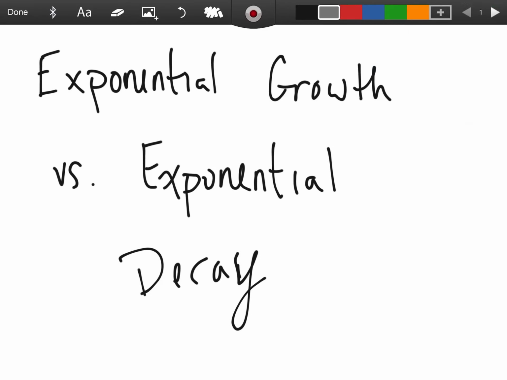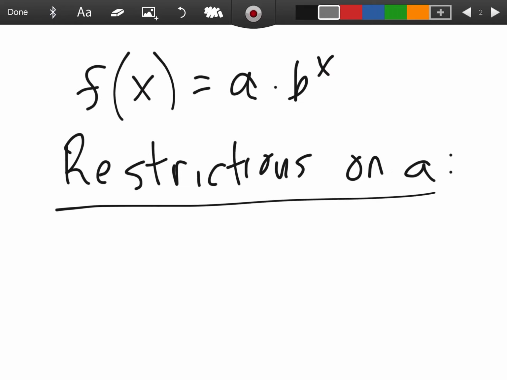Alright guys, in this video we're going to be taking a look at some of the graphs of our exponential functions and just trying to determine, based on the equation for the function, is it exponential growth or is it exponential decay? So to start off, let's just think about our exponential functions in this standard form of a times b to the x.